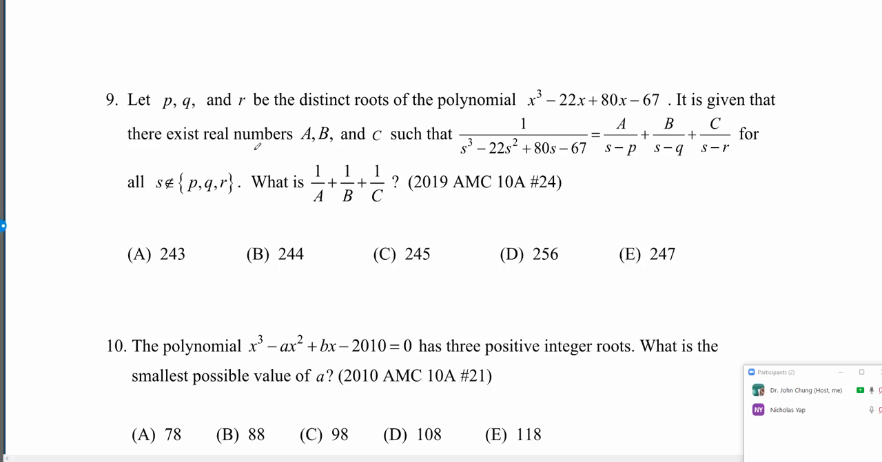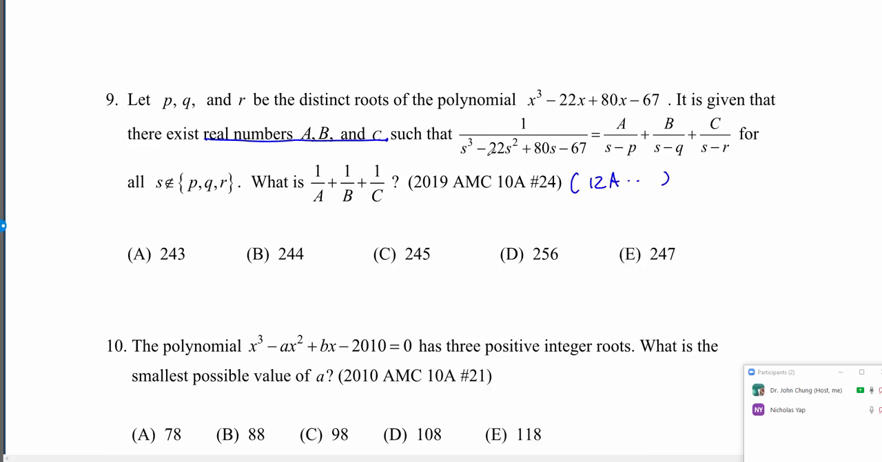This was 2019 AMC 10A, and also 2012. Something like that, we're going to find out. Let p, q, r be distinct roots, so the roots are different. So x cubed minus 22x squared, that's degree 3, that's fine. There exist real numbers A, B, C. They said A, B, C are real numbers, so it should satisfy this one.